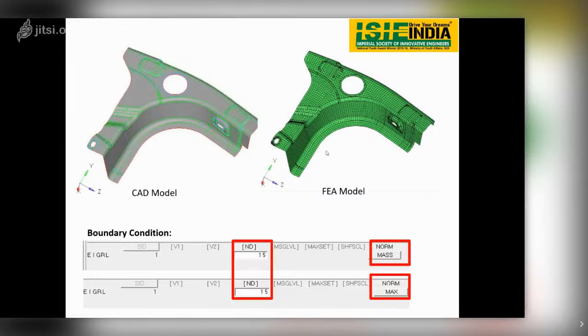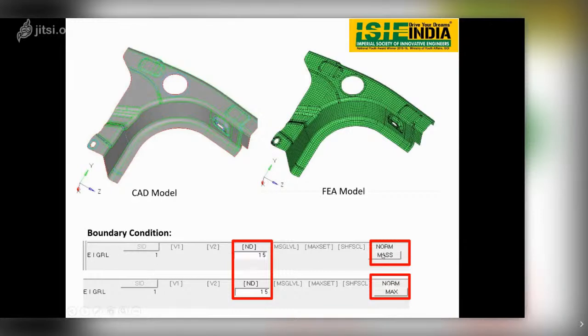For the eigenvalues, we have an option called V1 to V2. If we know the frequency range, then we can give the frequency range from V1 to V2. And if we don't know the frequency range, then we can give the number of modes we want. So the EIGRL card alone is enough to calculate the mode shapes and natural frequencies.